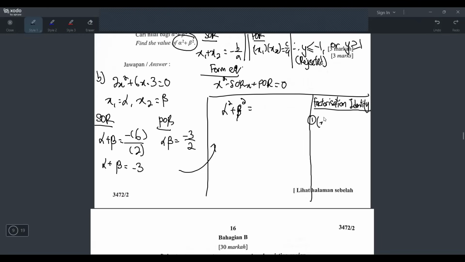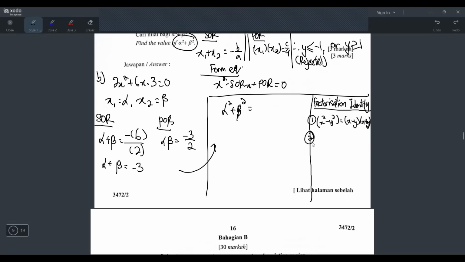x square, okay, x square minus y square. This one you can change into what? You can change into x minus y, x plus y. So now, okay, wait. So if I give you x square minus y square, it can change into x minus y, x plus y. That's the first one, right?